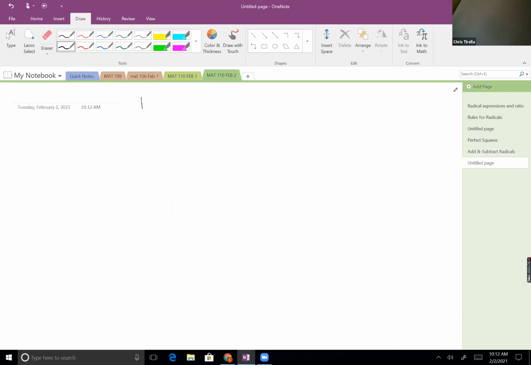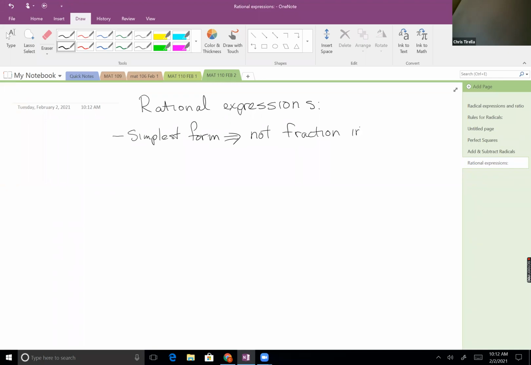Next place we're going to go are rational expressions. And with rational expressions, we're going to have to remember that if something is in simplest form, it means that I cannot have a fraction in the radicand. And I cannot have a radical in the denominator.